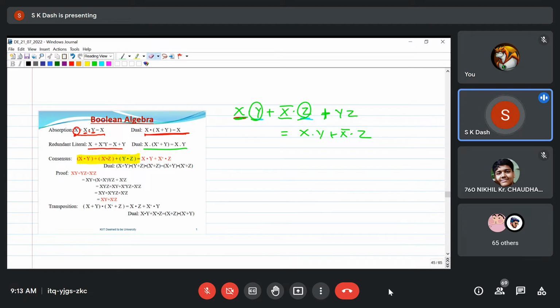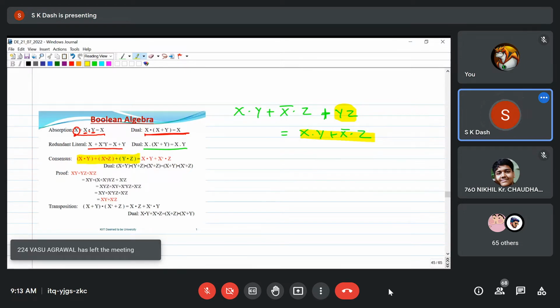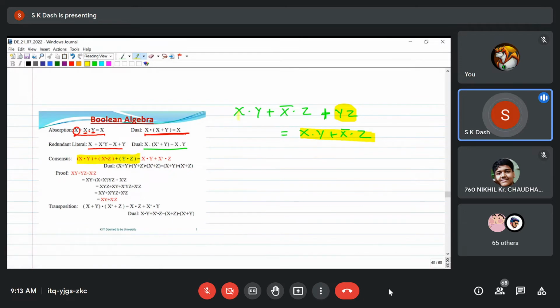So with the help of that, if we have these three terms, we can reduce them to two terms depending upon our need. I can remove this term, or if I have these two, I can add this also. So depending upon our requirement, either we can remove or we can add this term. If we have this RHS, we can add this yz. If we have this LHS, we can remove this yz. So that depends upon our requirement.